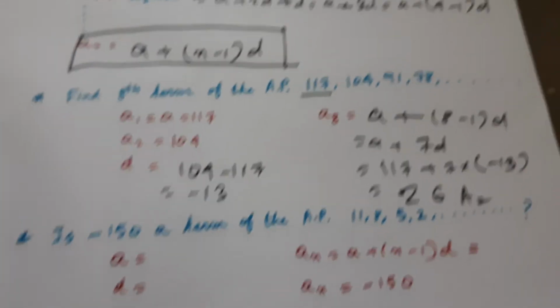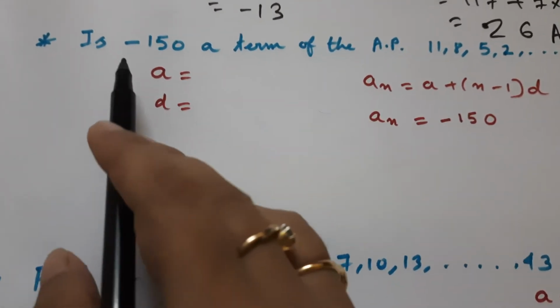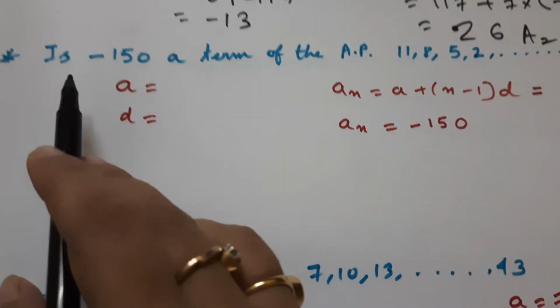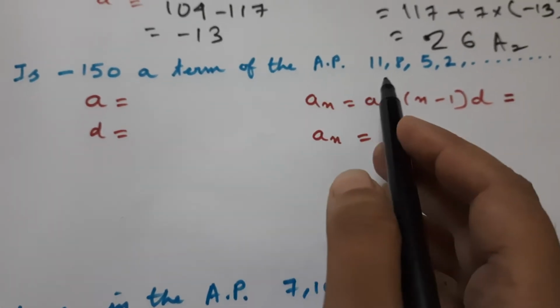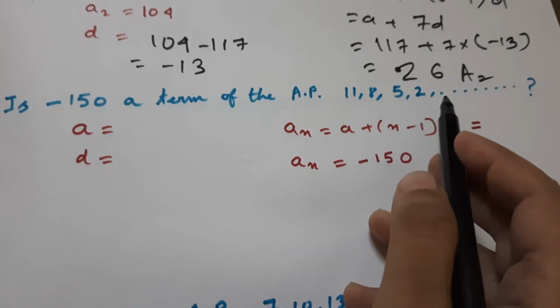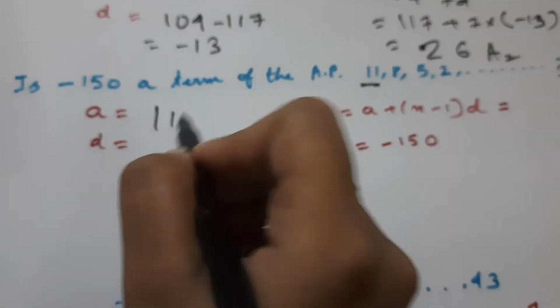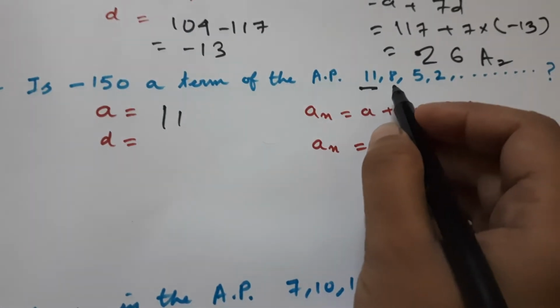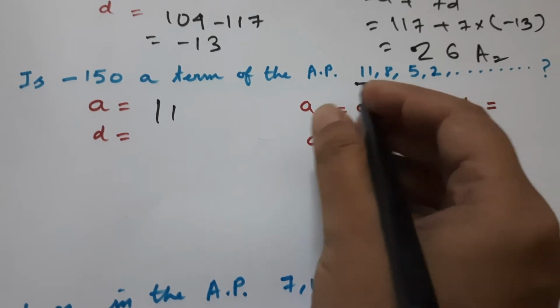Let's see another example. The question is: is minus 150 a term of the AP, where the AP is 11, 8, 5, 2 and so on. So here the first term is 11. So here we write A equal to 11. Common difference D is 8 minus 11, and 8 minus 11 is minus 3.